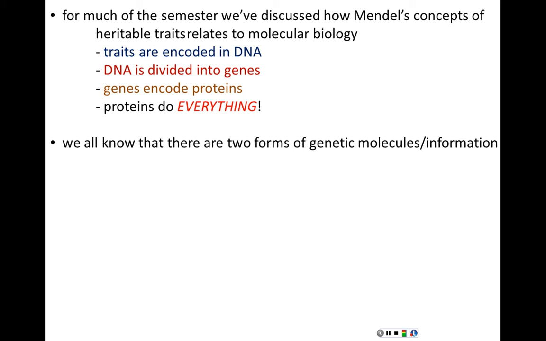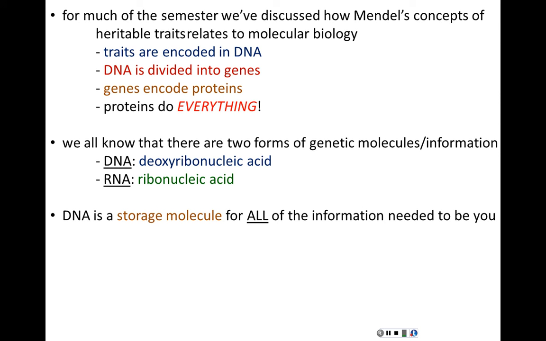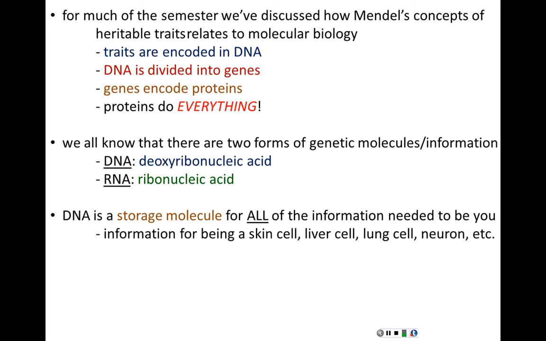We know already that there are two forms of genetic molecules. There are two ways of containing genetic information in a living cell. They are, of course, DNA, or deoxyribonucleic acid, and RNA, its close cousin, ribonucleic acid. DNA is ideal as a storage molecule. All of the information for building and regulating all of the proteins in our cells are stored in DNA. This means that the information for being you, because the proteins are what made you you, all of the information for being you is also contained in the DNA.